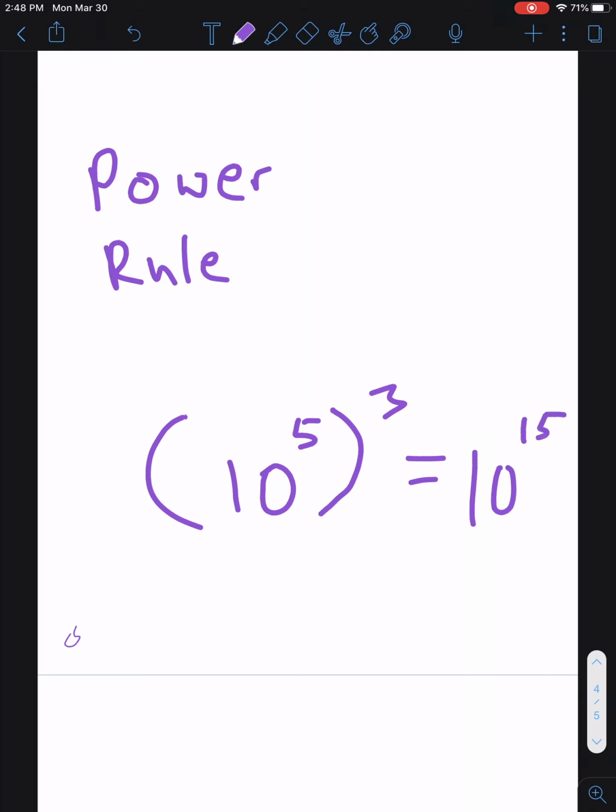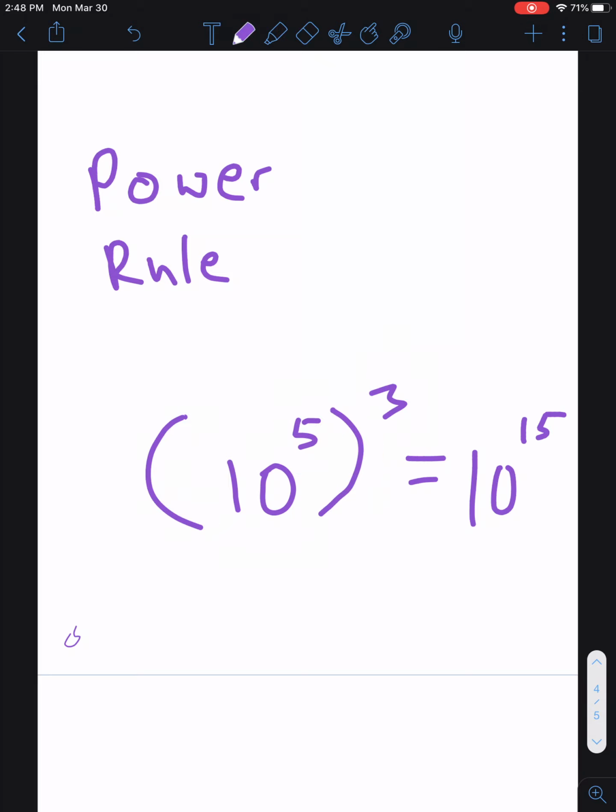So the big mistake is that people often confuse this with the product rule. When you have these parentheses and there's only one base, that tells you that you're going to be multiplying the two exponents. So key things to look for are parentheses and two exponents on one base. That's when you multiply.